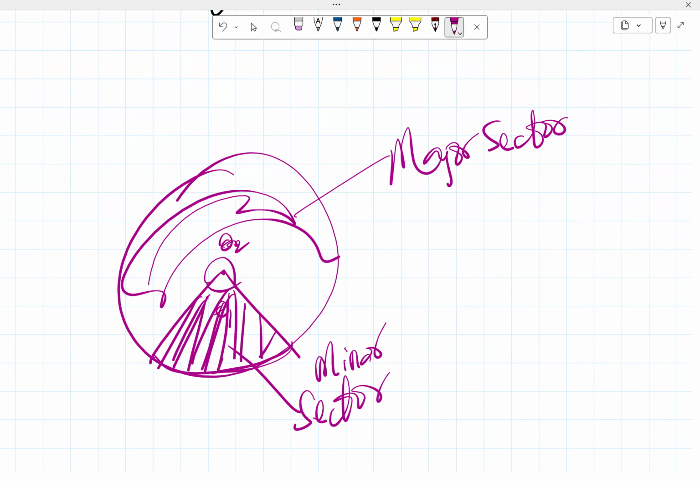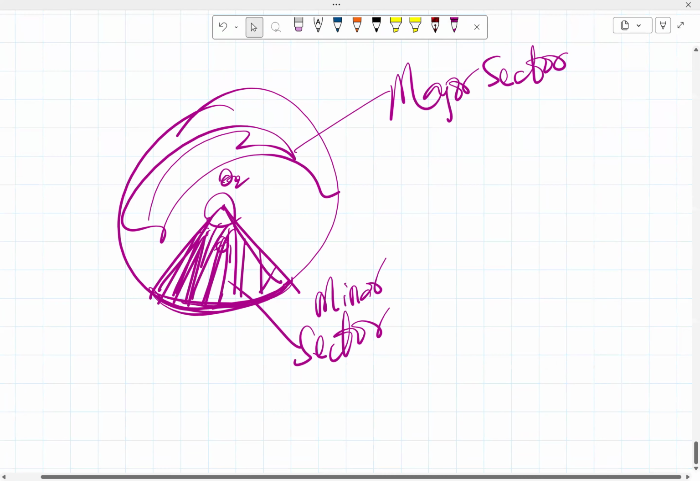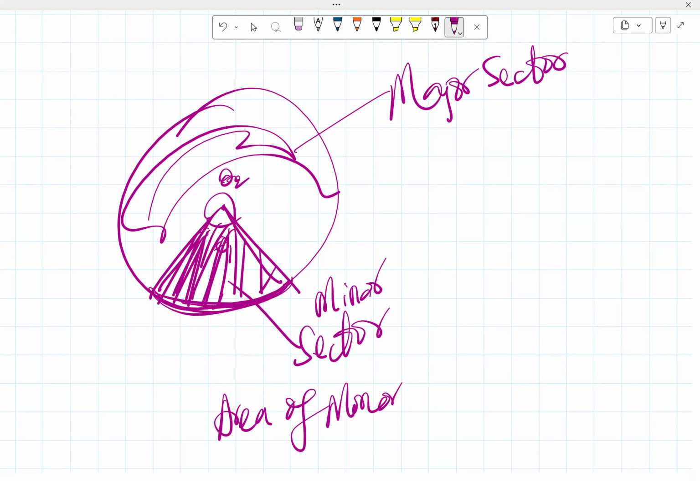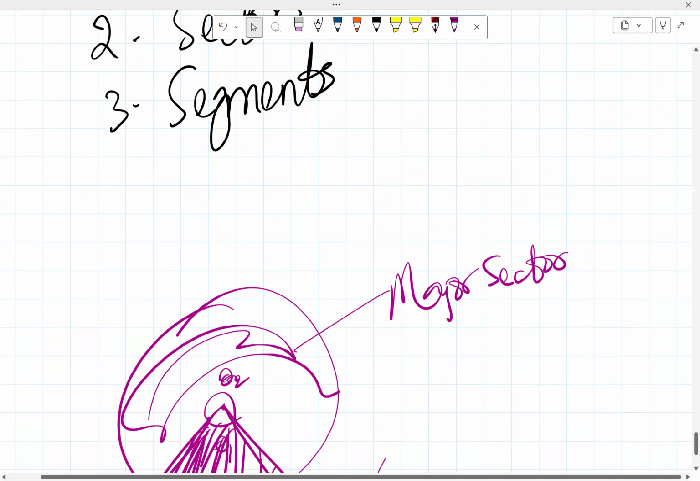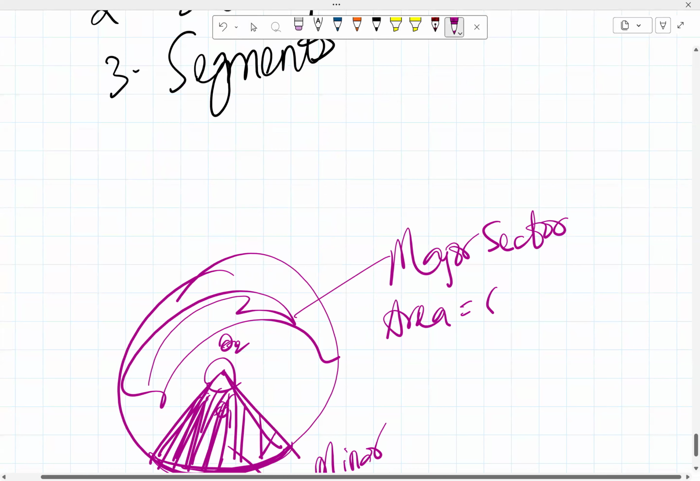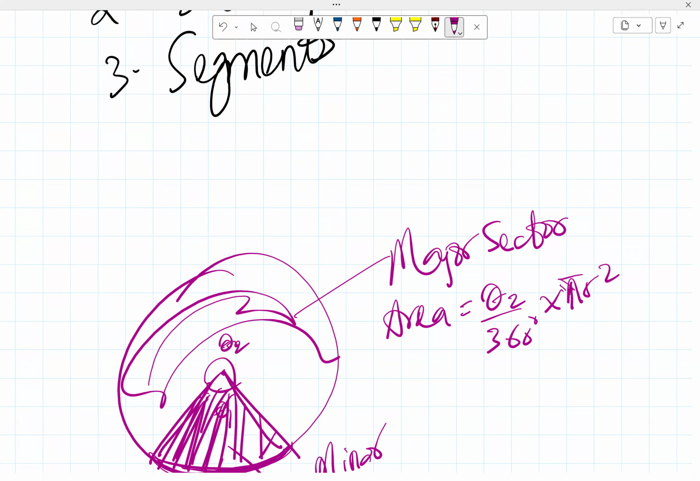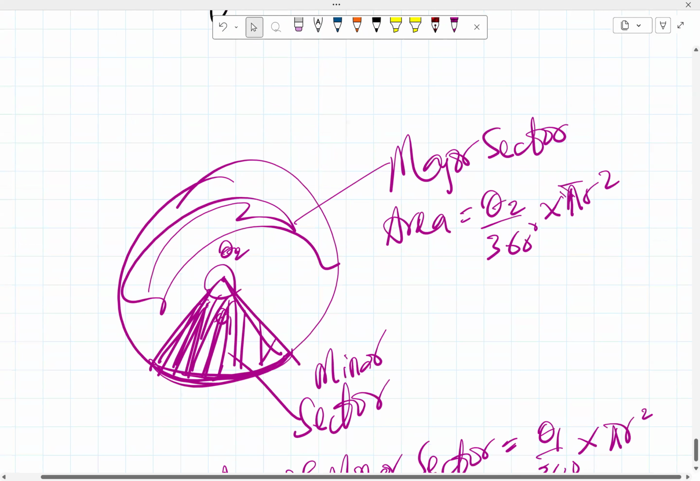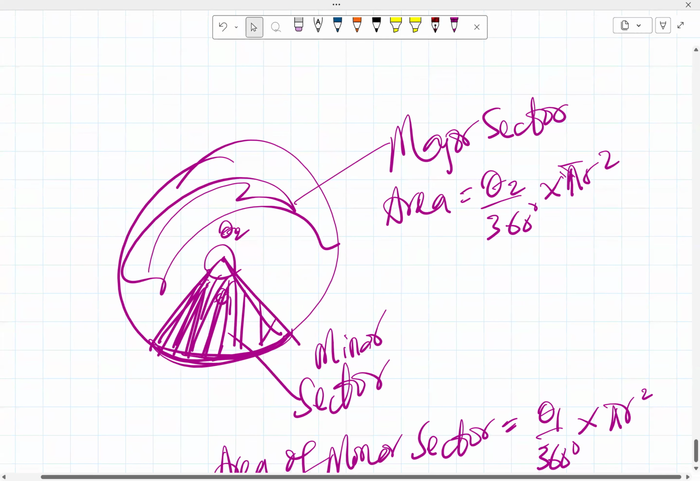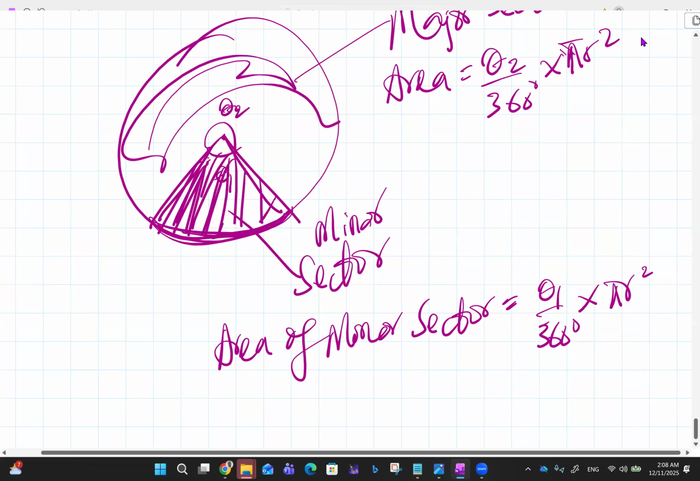The arc was a segment of the circumference, but now this whole portion is a segment of the area. So the area of the minor sector is the angle theta 1 over 360 degrees, a portion of the area pi r squared. Whereas for the major sector, the area would be the big angle theta 2 over 360 degrees times pi r squared. So an arc is a portion of the circumference, while a sector is a portion of the area of the circle.